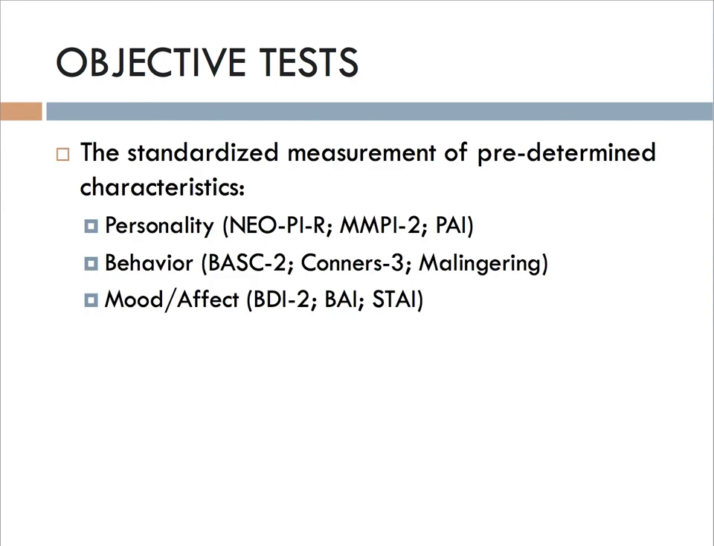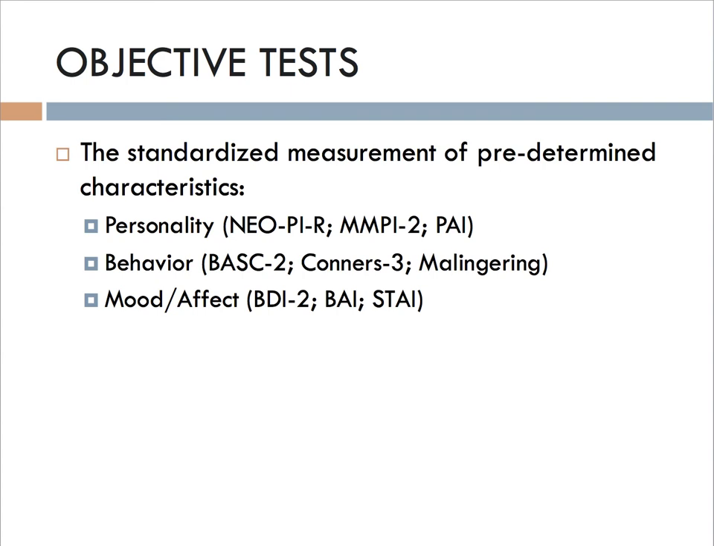Theoretically, objective personality assessment is the measurement of certain predetermined characteristics using standardized administration procedures, materials, and interpretive guidelines. And there are objective tests to measure all types of characteristics that are relevant to the assessment and diagnosis of psychopathology. For personality, there are tests like the NEO-PI-R, which measures the five-factor theory of personality, as well as the MMPI-2 and the PAI that capture personality characteristics aligned with different diagnostic categories.